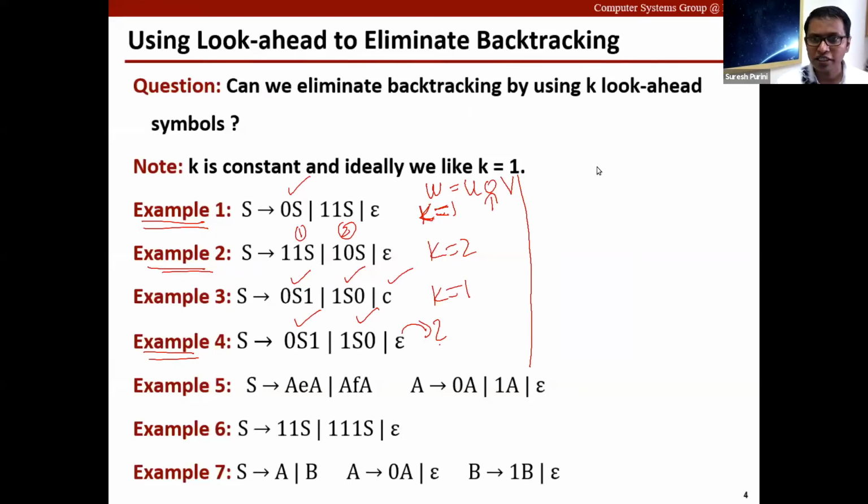In order to understand this, let's consider a string 0, 1, 1, 0. This is the string that we have. Let's see if this is a valid string generated. I think let's take a different string. I want to take a string which is present in the language.